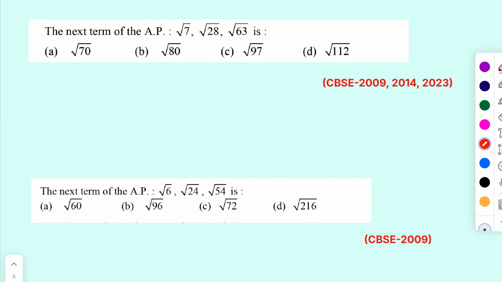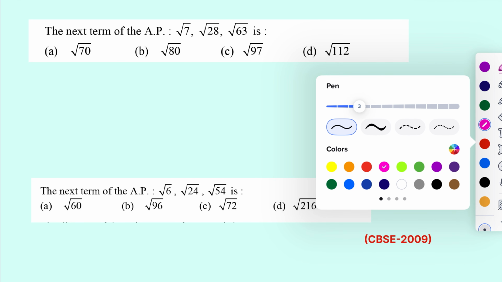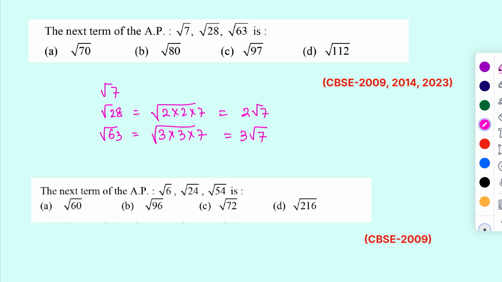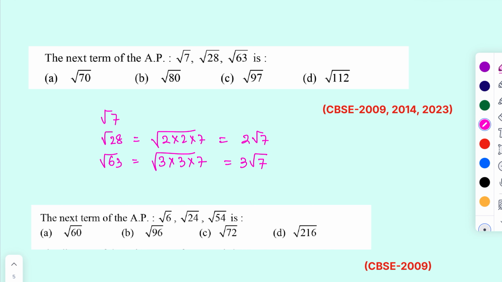Let us solve some problems. First one is the arithmetic series. If you will see here, the first term is root 7. Second term is square root of 28, which can be written as 2 into 2 into 7 square root. So this will be equal to 2 into root 7. And the third term is root 63, that is equal to 3 into 3 into 7, that is equal to 3 into square root of 7.